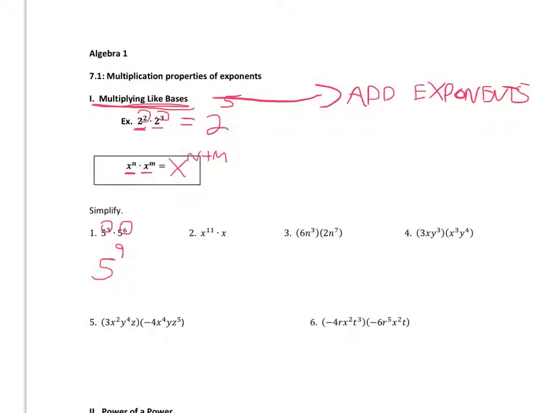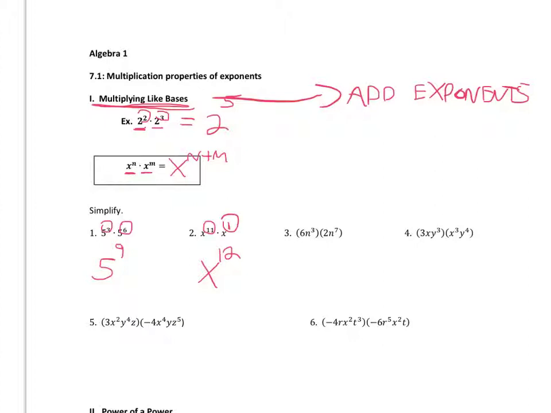Okay, number 2, if you have x to the 11th times x. Well, if you just have x, one thing we forget, if it's just x, you don't write it, but the exponent's assumed to be 1. So I'm going to put 1 right there. So you're multiplying the same base as x, so you're going to have x, and then you just add 11 and 1, and you get x to the 12th. So pretty easy.